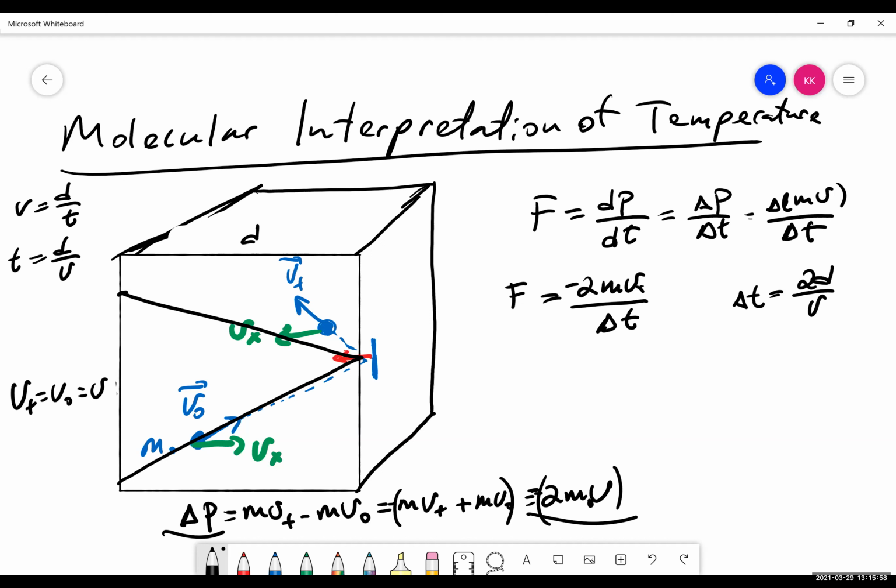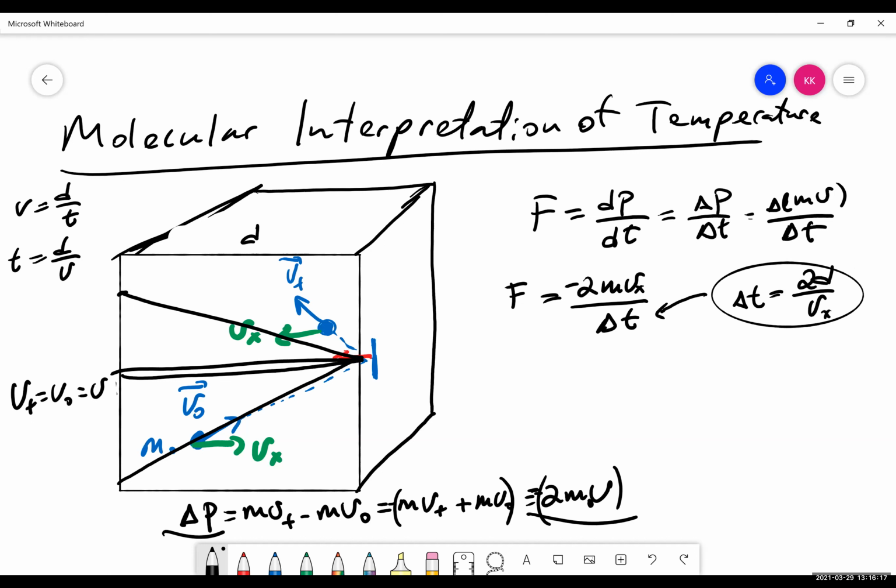And remember, I'm pretty much considering the horizontal velocity, so I'm looking at just one dimension, right? Let's say it goes from here to there, all along the horizontal axis. That means I can replace the delta t right there with 2d over vx.